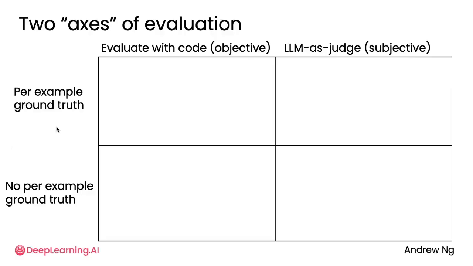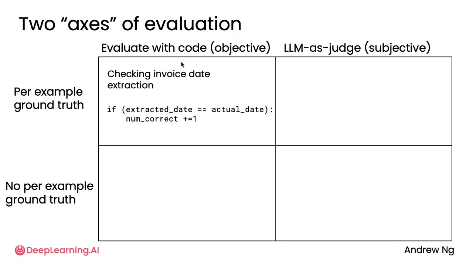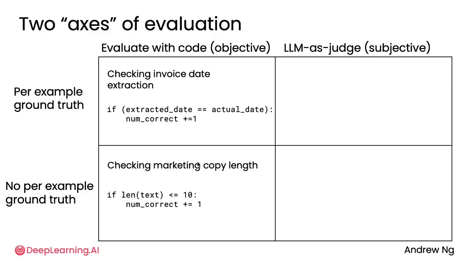On the other axis is whether you have a per example ground truth or not. So for checking invoice date extraction, we were writing code to evaluate if we got the actual date, and that had a per example ground truth because each invoice has a different actual date. But in the example where we checked marketing copy length, every example had a length limit of 10, and so there was no per example ground truth for that problem.